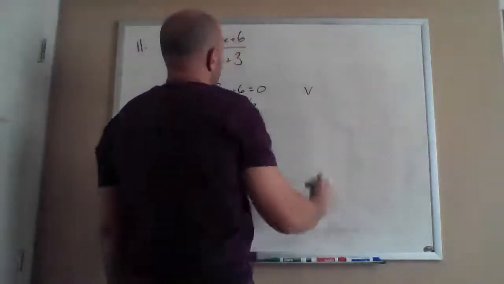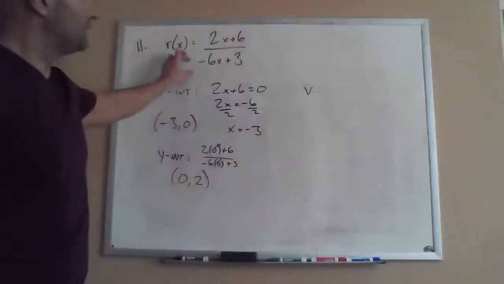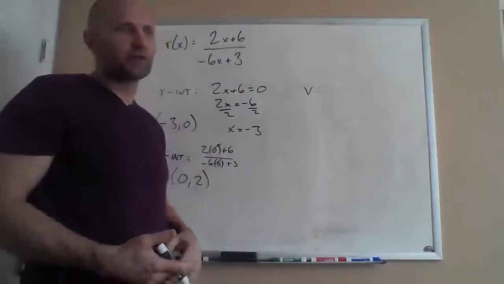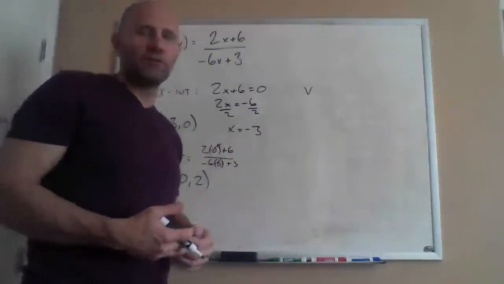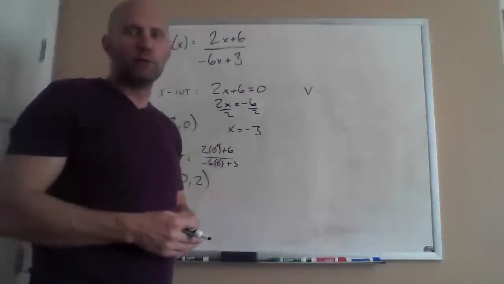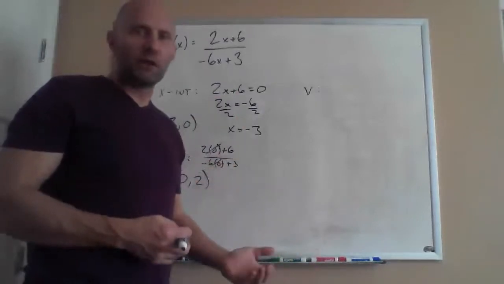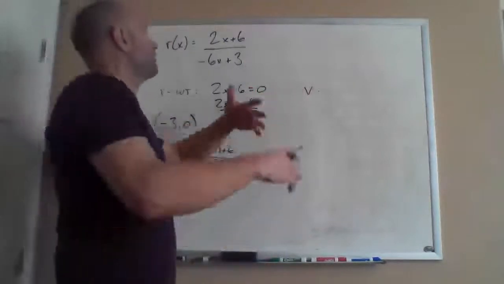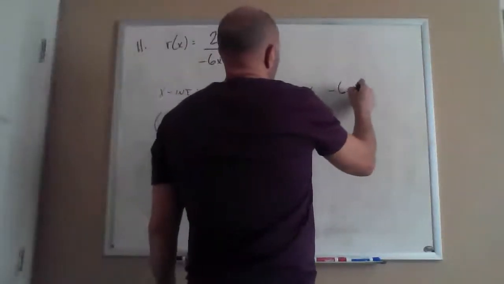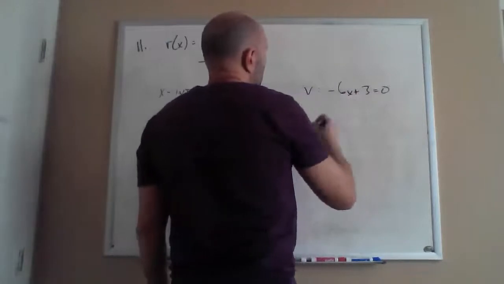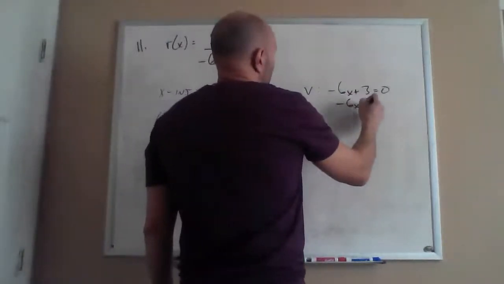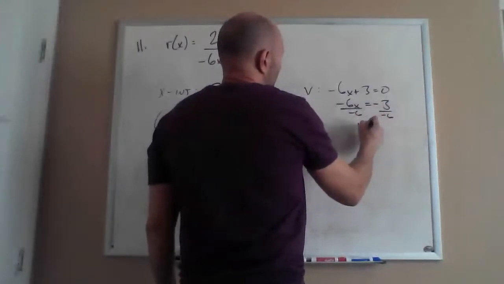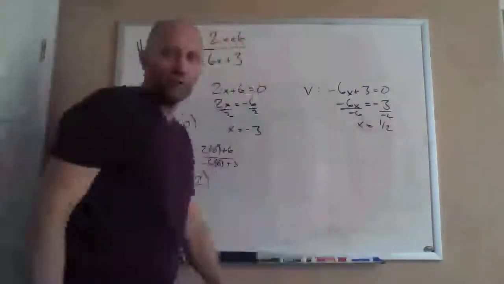Vertical asymptote, set the denominator equal to 0. And again, these are the concept questions from this section. How do I find the x-intercept? Set the numerator equal to 0. How do I find the y-intercept? Set x equal to 0. How do I find the vertical asymptote? Set the denominator equal to 0. Negative 6x is negative 3. Divide everything by negative 6. x is equal to positive 1/2.